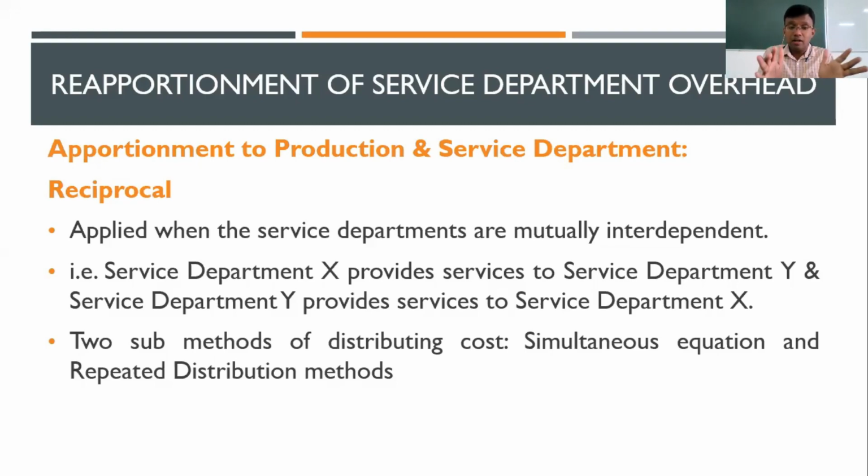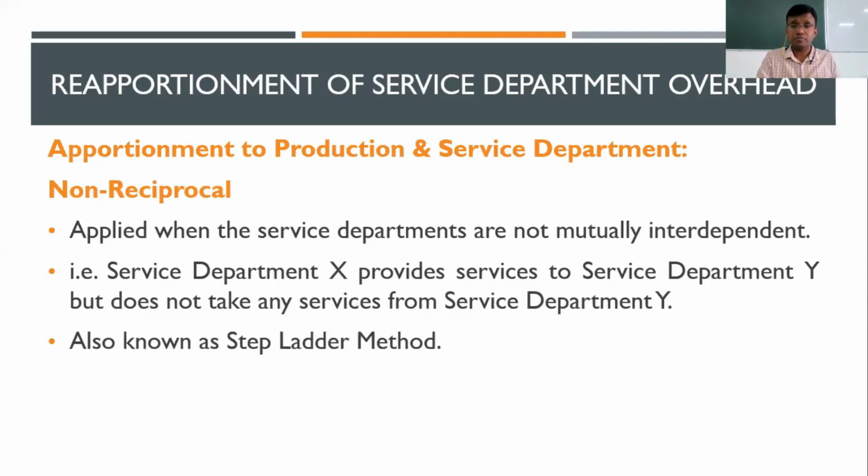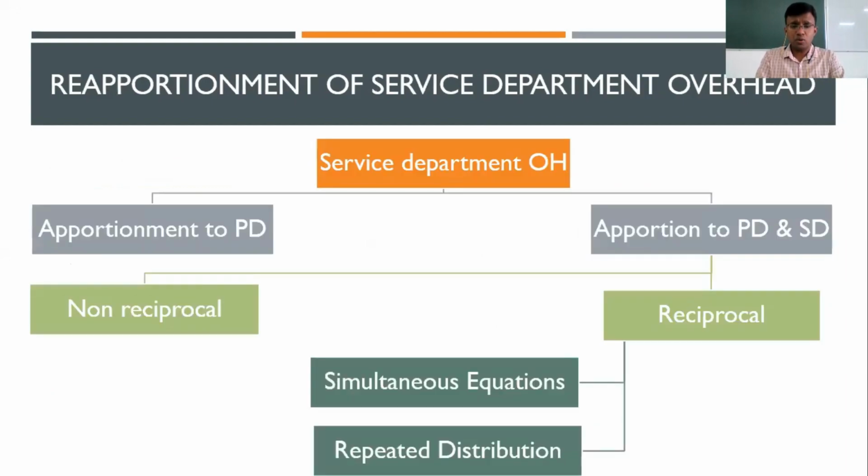Here there are two methodologies that you can follow: the simultaneous equation method and the repeated distribution method. What you have to remember is that these are approaches followed in distribution of the overheads, after you have prepared your primary distribution, when you're working out your secondary distribution summary.